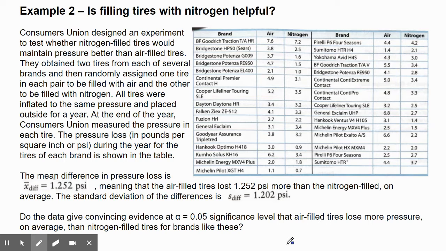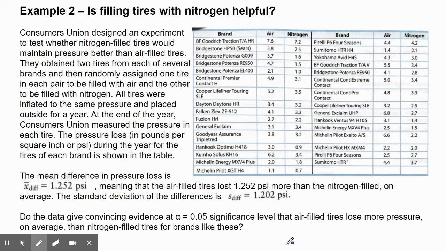So this is the actual data, right? You take a tire brand, get 2 tires from each brand, give 1 air, 1 nitrogen, and we're going to subtract these numbers to get our mean difference. So they did it for us. The mean difference in pressure loss is x-bar diff equals 1.252 PSI. Meaning that the air-filled tires lost 1.252 PSI more than the nitrogen-filled tires. So we did air minus nitrogen. The standard deviation of the differences is 1.202 PSI.